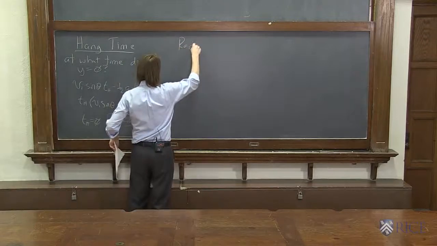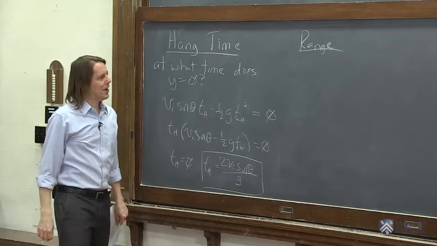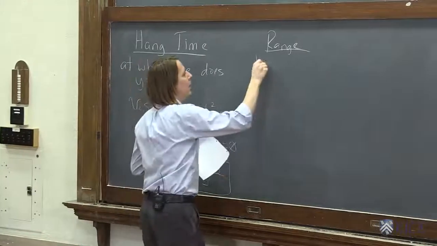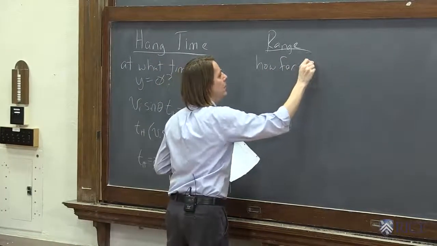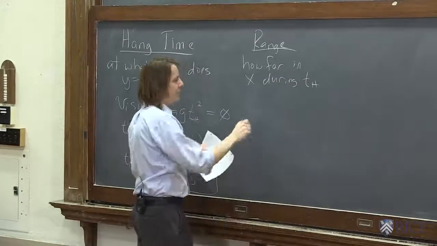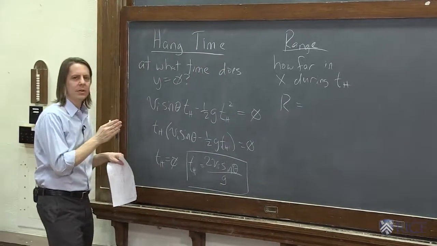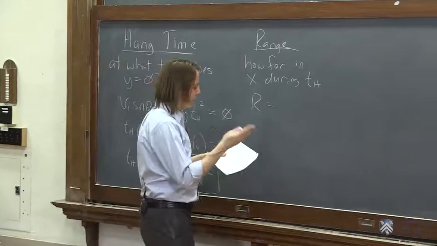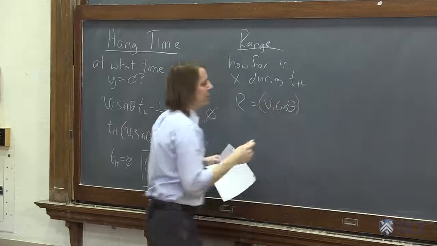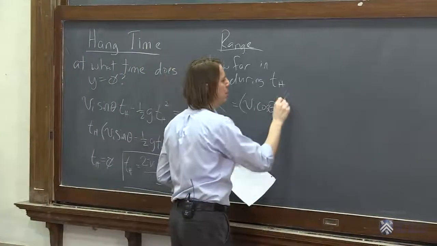Let's look at the range. That's the critical one. How far does it go? Now, I'm doing my order on purpose here because how far it will go depends on how long it's in the air. So to calculate the range, how far in x during th, we'll use the symbol r to represent the range. It's just the horizontal velocity, which is constant. There's no acceleration. So the horizontal velocity is, of course, just vi cosine theta times t. But t is the hang time. So times 2 vi sine theta over g.